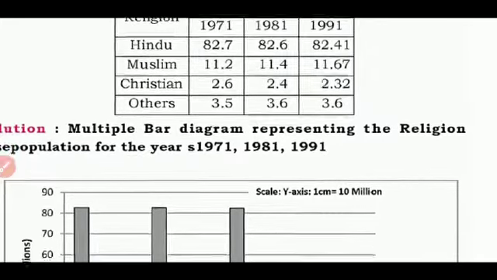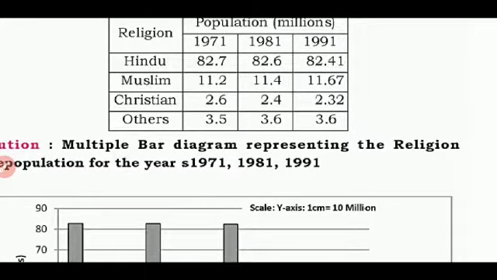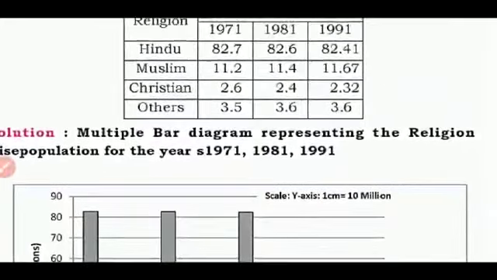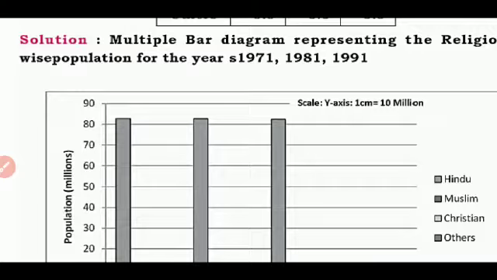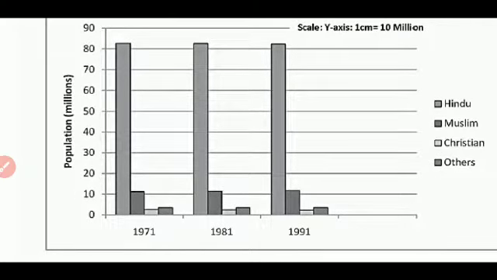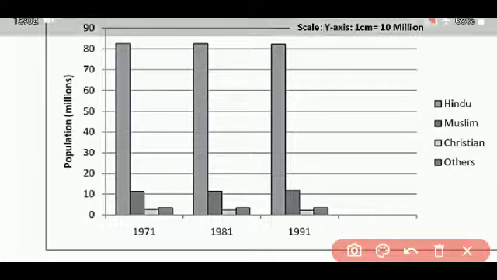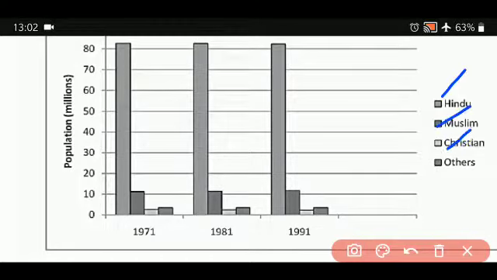So here also, same thing. The highest value it is taking here is 82.7. So 82.7 is the maximum value, and we will see how the values are being represented. 1971, 1981, 1991. Four different religions are there: Hindu, Muslim, Christian, others. Please pay attention, all these four have different colors, different shades or different designs. That is the only thing you have to keep in mind. And all these are adjacent to each other. Such a diagram is known as a multiple bar diagram.